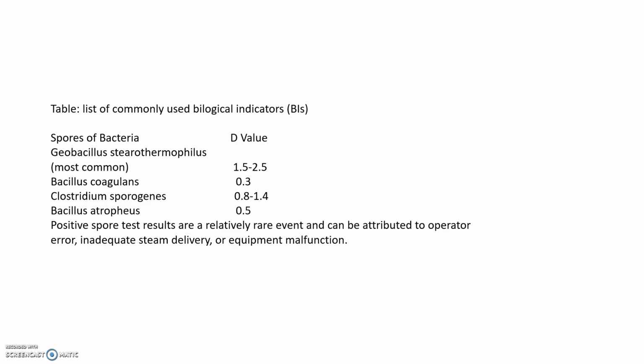These are the commonly used biological indicators, that is, spores of bacteria and their D values. In the case of Geobacillus stearothermophilus, the D value is 1.5 to 2.5. In Bacillus coagulans it is 0.3, Clostridium sporogenes 0.8 to 1.4, Bacillus atrophaeus 0.5. These are the spores of bacteria used in steam sterilization. Positive spore test results are a relatively rare event and can be attributed to operator error, inadequate steam delivery, or equipment malfunction.